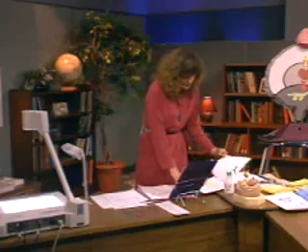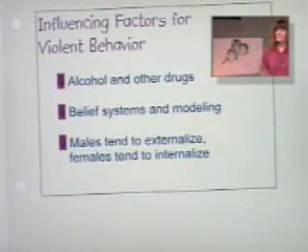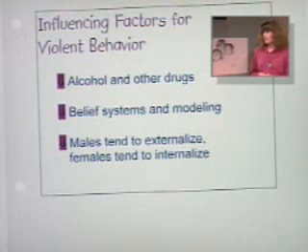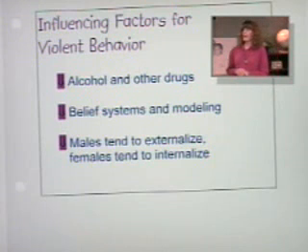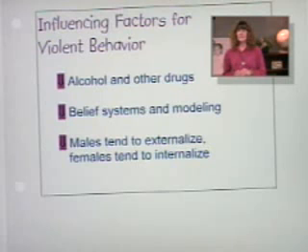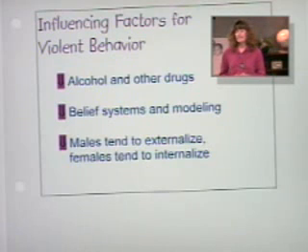And we're now on page 50 in your packet. Alcohol and other drugs, again, play an important role in whether or not this reptilian brain response, a survival brain response, is going to be violent. Belief systems and modeling. We live in a very violent culture. There's modeling in our media all the time about solving problems through violence.